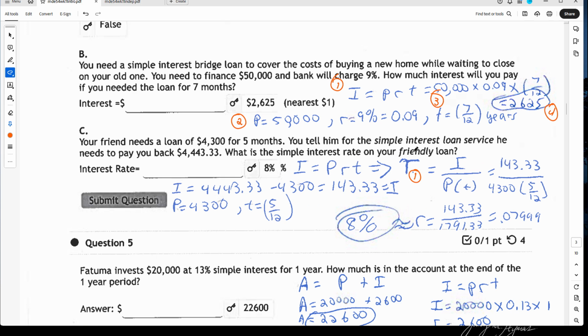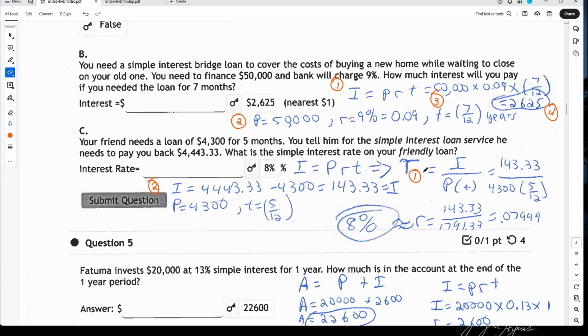So for the first part there, you have to find, right out my formula, you're going to need to find I. So my I can be found here. So I wrote out my formula and assigned values to the variables in the formula. I is the difference in the amount of interest here. You have the future value, you have the starting value, the amount of interest is 143. That's my I. My principal here, starting value is 4,300, and T is 5 over 12 years.